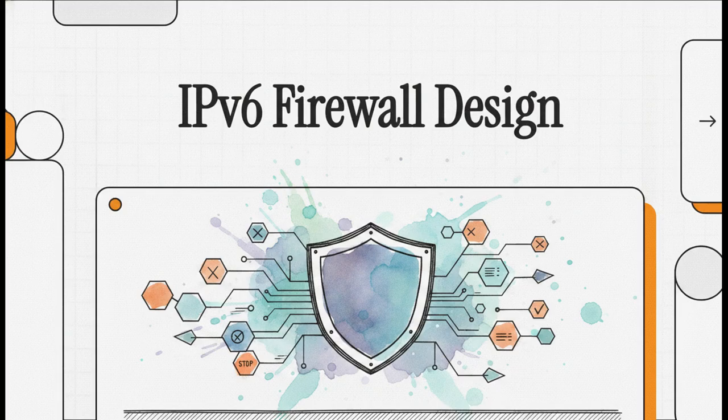We are zeroing in completely on Chapter 8 today, and it's all about one thing: building a first principles blueprint for secure IPv6 firewalls. We're not doing legacy IPv4 rules here. We're building this from the ground up.